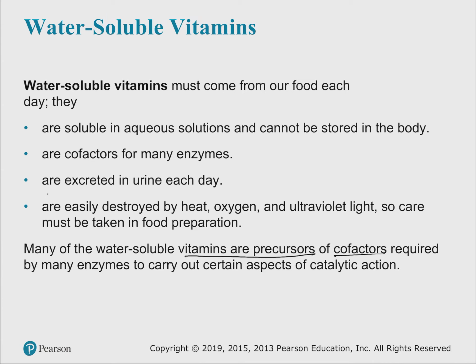Because they're water-soluble, we can't store them, so we need to get them from our food each day. They get excreted in urine. They're destroyed by heat, oxygen, and ultraviolet light. So often in food preparation, the vitamins get destroyed in the form that we want them. So you really want to be eating fresh fruits and vegetables to be getting those vitamins. And then again, they are cofactors or precursors of cofactors.